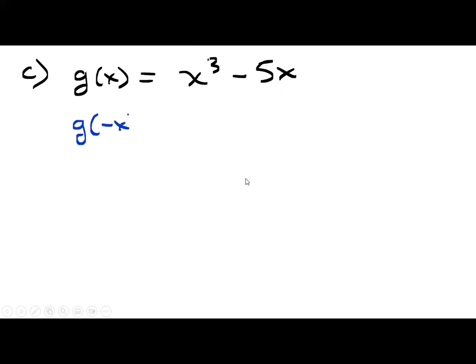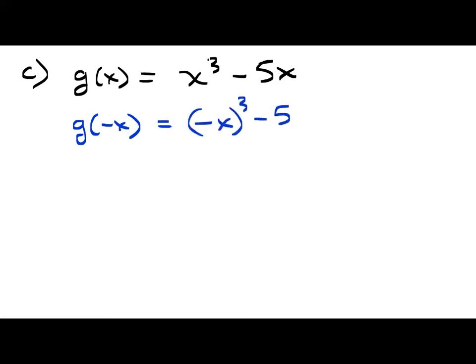One last one here, g of x. Just giving you a different function. Here it is. These are our easy problems. The homework will have a little more tougher problems.